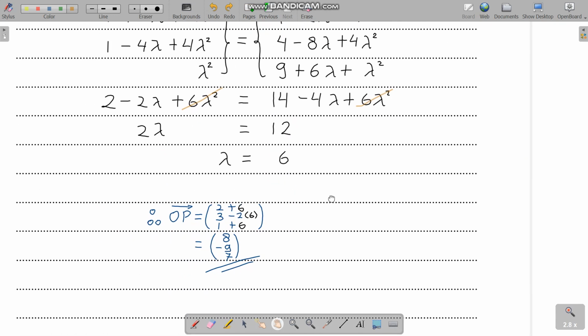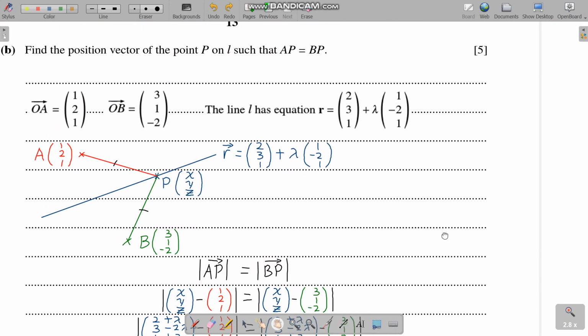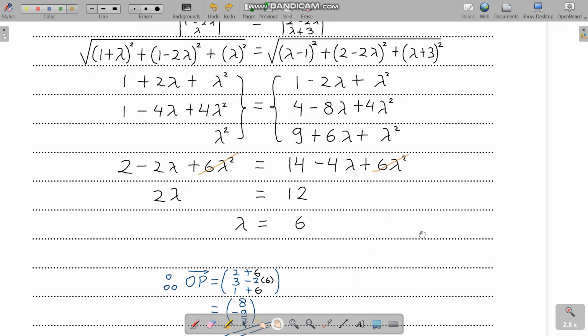After we have lambda, we can plug it into the line equation to find the coordinates of P. We are looking for the coordinates of P, so this is the final answer.